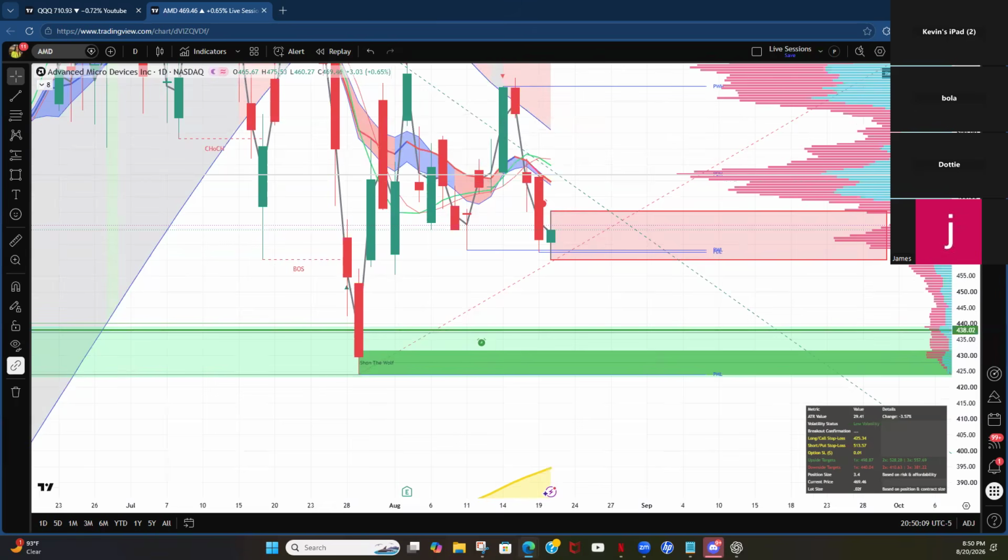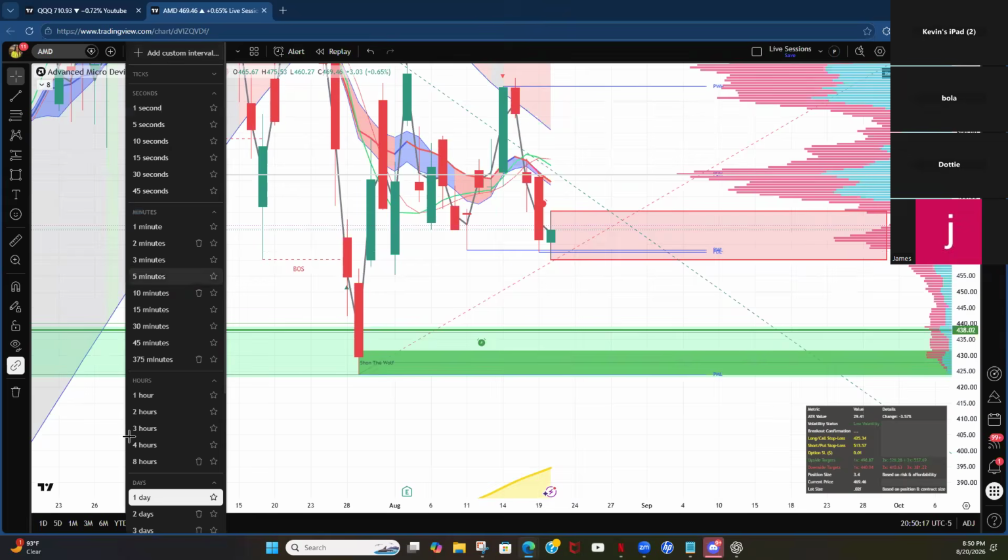Okay, thank you. So yeah, AMD, I'll keep it simple, but it makes a good trade if it breaks out, honestly. Let me look at the four hour and the one hour real quick.